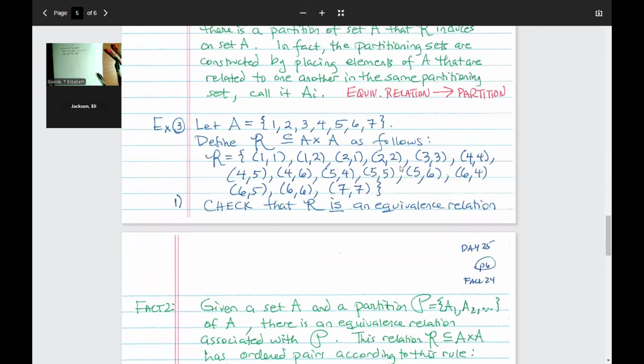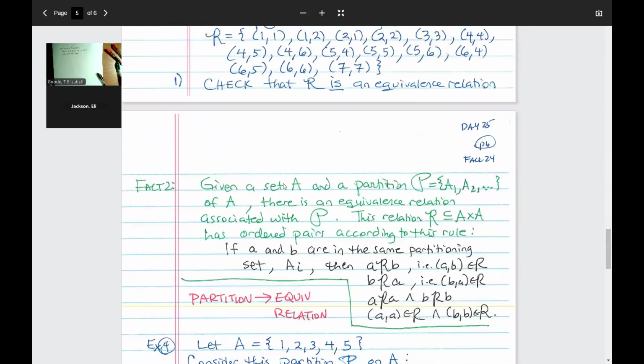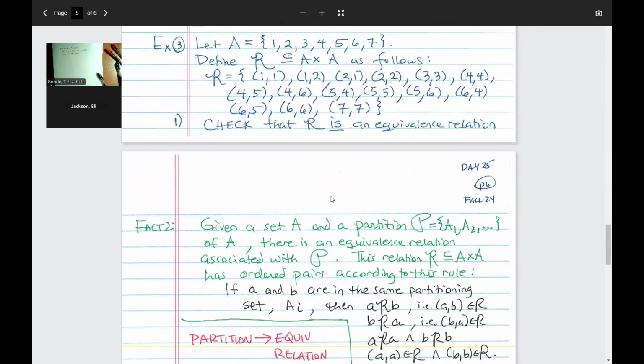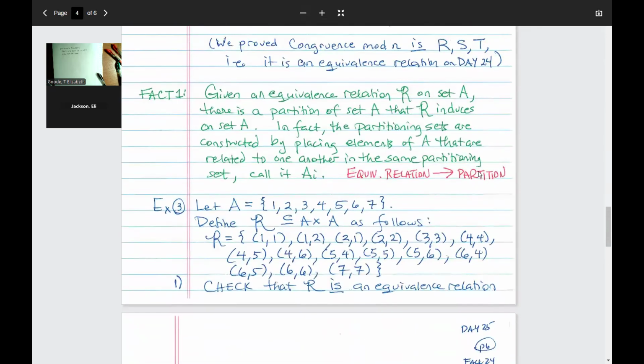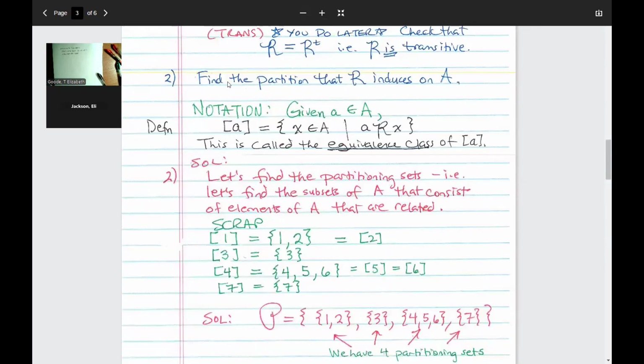So part two of this game was given this set. Let's finish the game. We're going to build the partition. Okay, so here we are building the partition.